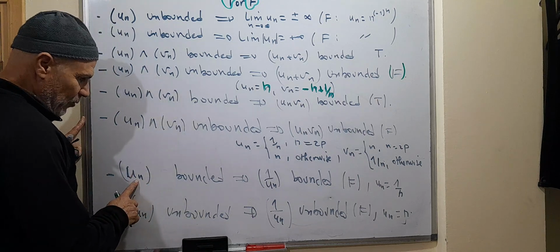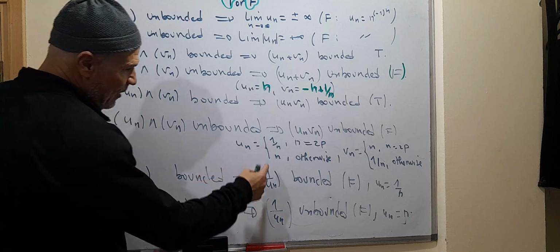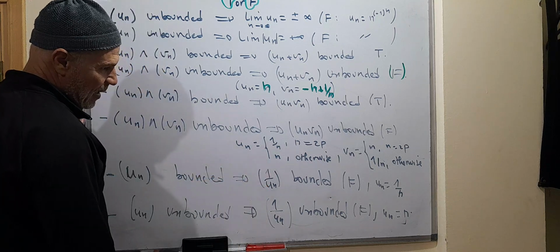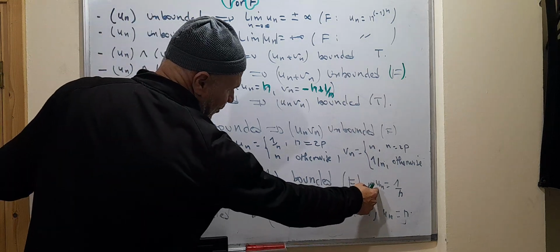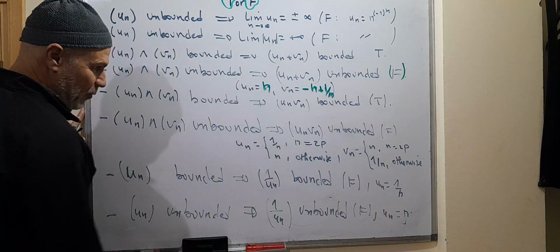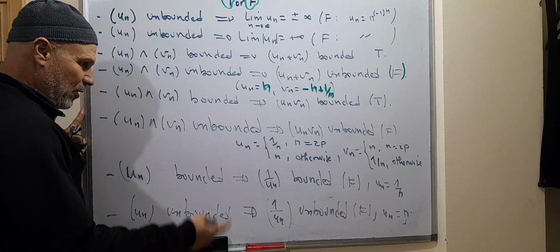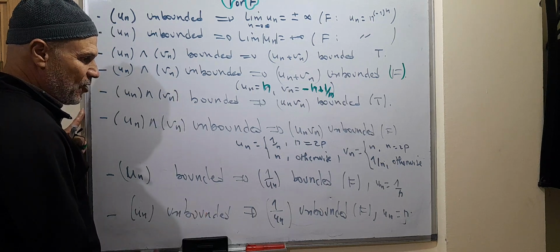We suppose that un is bounded. How about 1 over un, is it also bounded? This is not true. We can take un equal to 1 over n, which is bounded, but 1 over un is equal to n, which is unbounded.